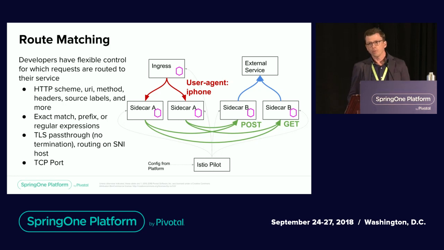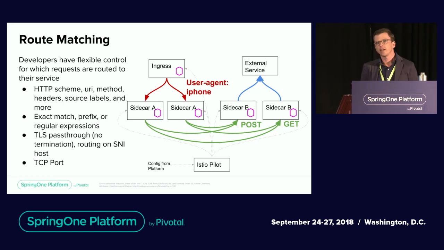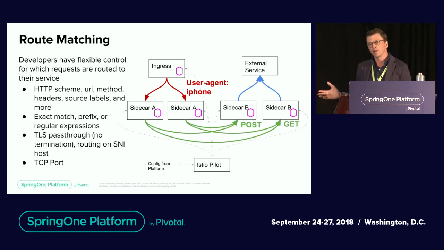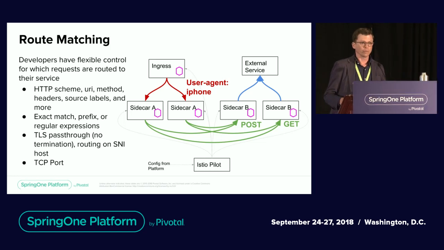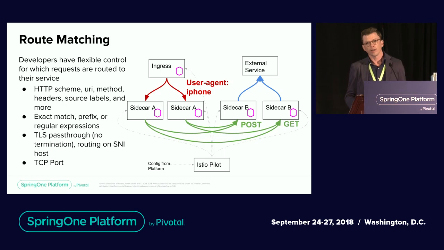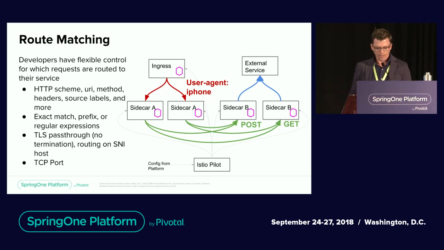TCP routing is also supported, so the proxies can decide where to establish a TCP connection based on what port the TCP connection was established from a downstream client. And the proxies also support TLS pass-through, and routing based on an SNI host.